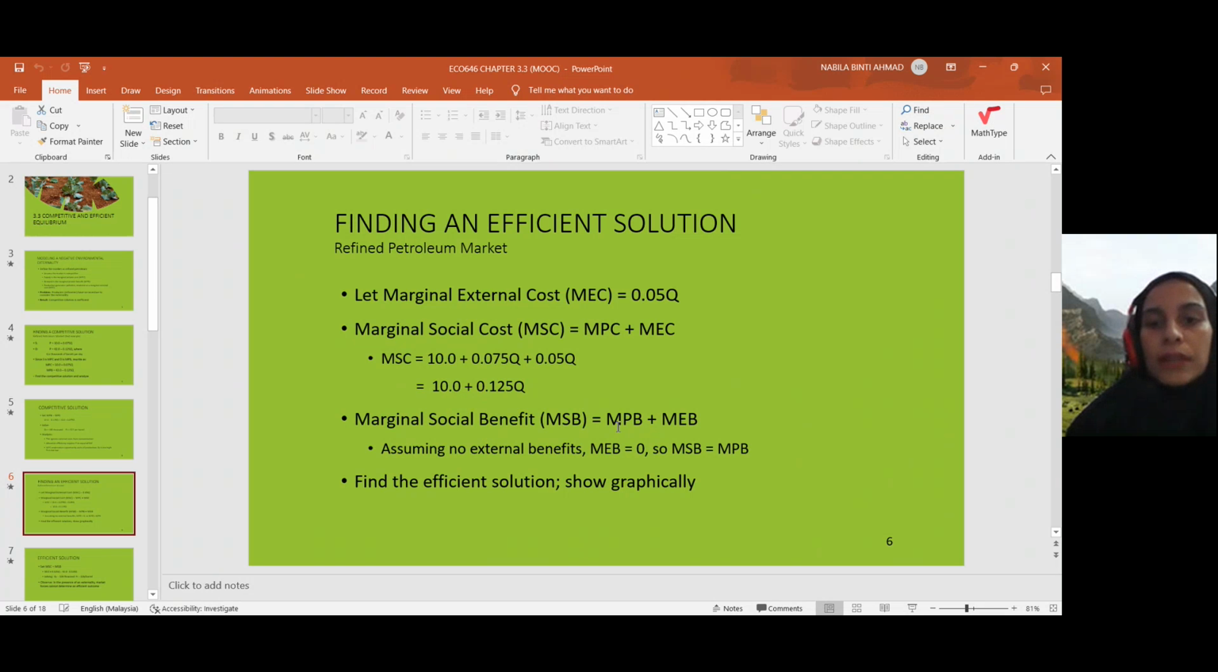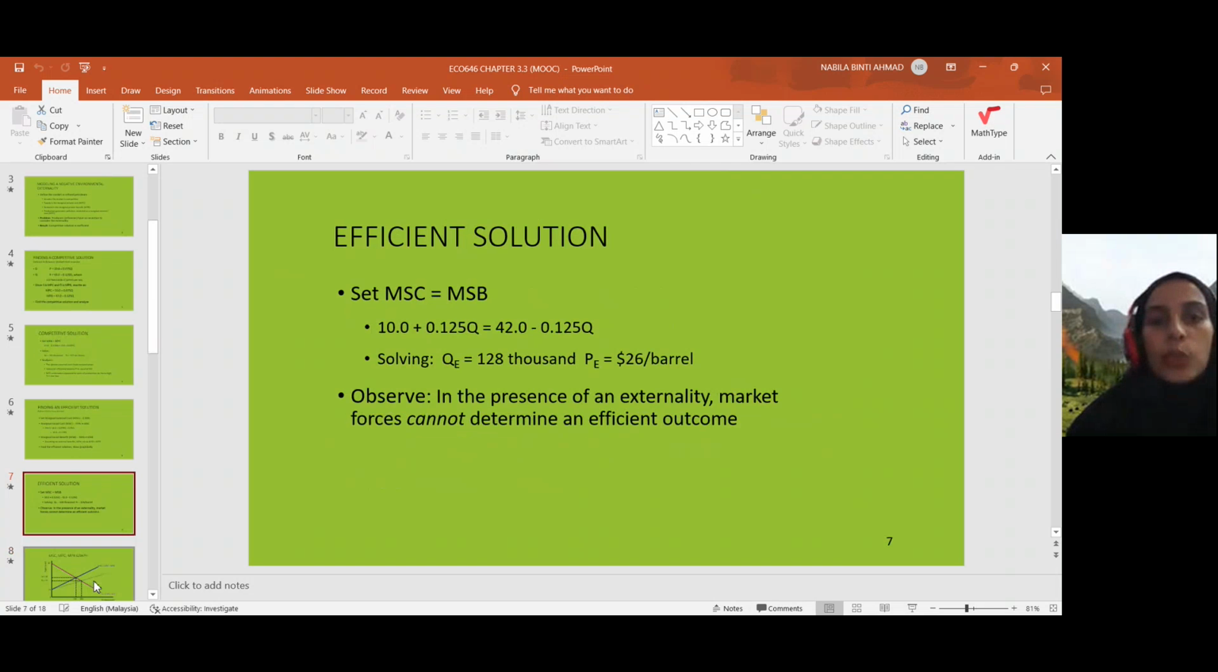And then for marginal social benefit, we assume that there is no external benefit. So external benefit is 0, and marginal private benefit equals marginal social benefit. And we find the efficient solution. We equate MSC equal to MSB, and we get the quantity efficient as 128,000, and the price efficient is $26 per barrel. And what is our observation? In the presence of an externality, market forces cannot determine the efficient outcome, right?